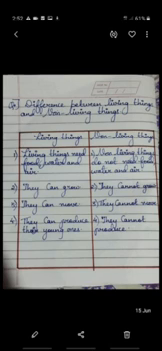Fourth point, they can produce their young ones, means they can give birth to their young ones. It is possible for living things. They can produce their young ones, but non-living things cannot produce. That is, they cannot give birth to their young ones.